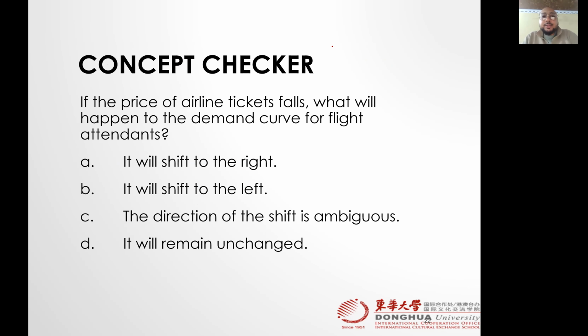Now, if you understand all this stuff, please answer this question. If the price of an airline ticket falls, what will happen to the demand for flight attendants? You tell me.